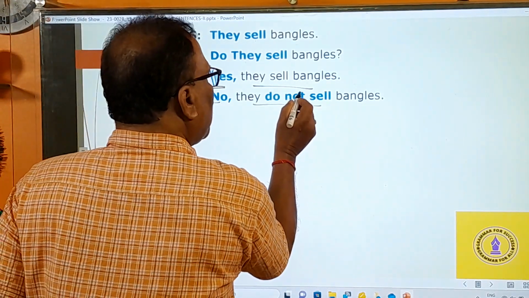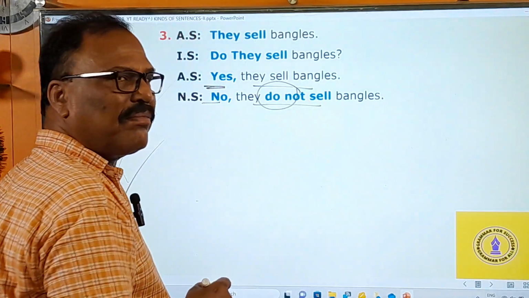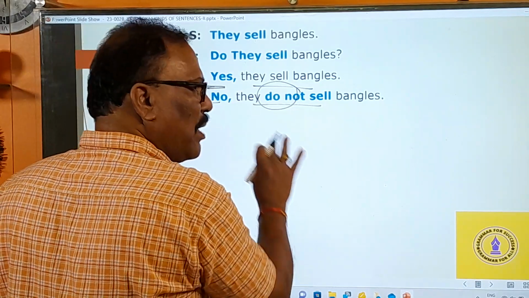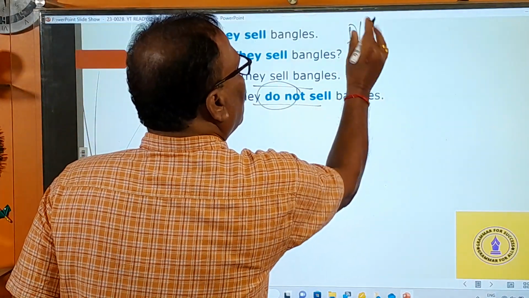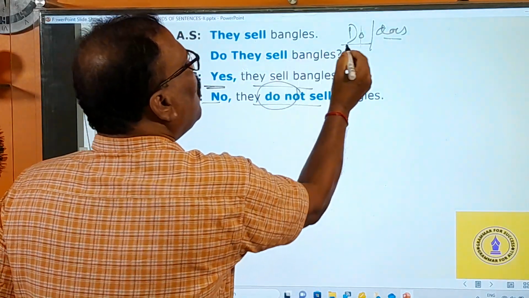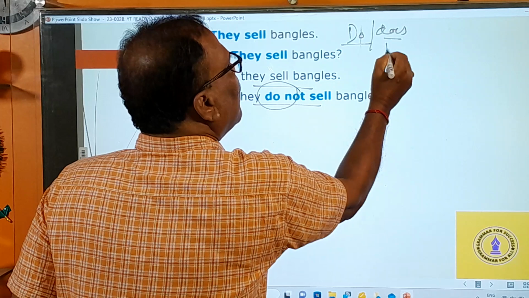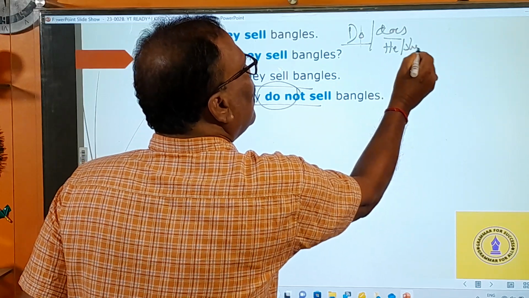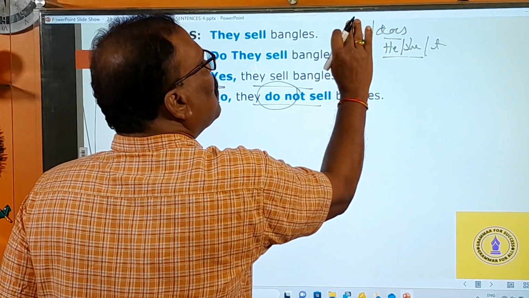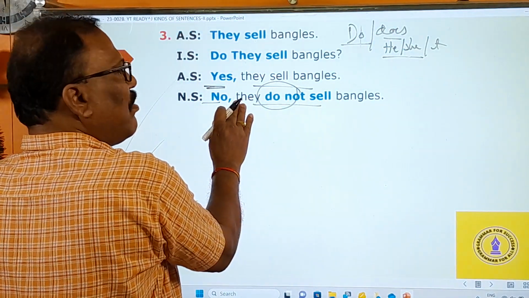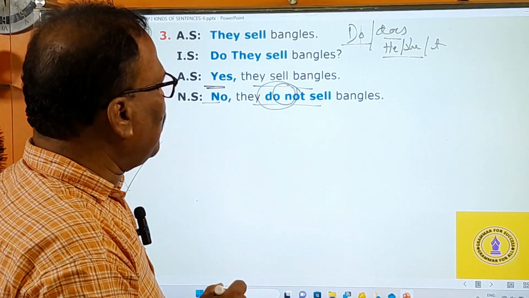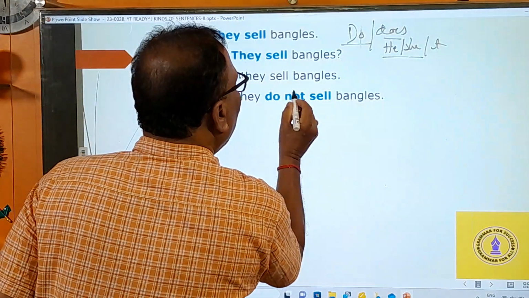Now, do you understand how do not is formed? Because in the simple present, there are no helping verbs. We borrow do or does as helping verbs: does for he, she, it. For these persons, we use does. For all other persons, we use do. And here it is they, so we are using do. And in the negative sentence, we use not, right?